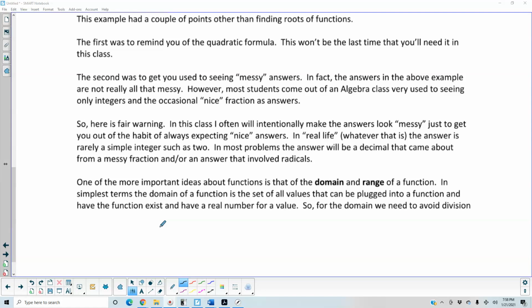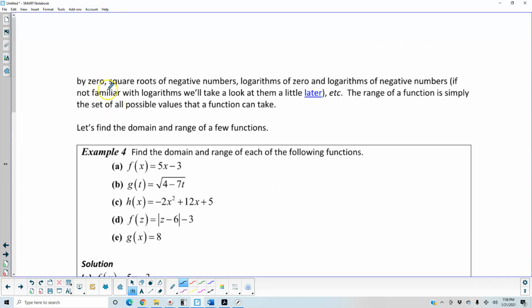In simplest terms, the domain of a function is the set of all values that can be plugged into a function and have the function exist and have a real number for a value. So for the domain, we need to avoid division by 0, square roots of negative numbers, logarithms of 0, and logarithms of negative numbers. If you're not familiar with logarithms, we're going to take a look at them a little later. The range of a function is simply the set of all possible values that a function can take.